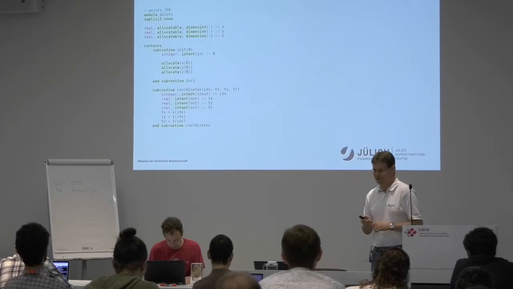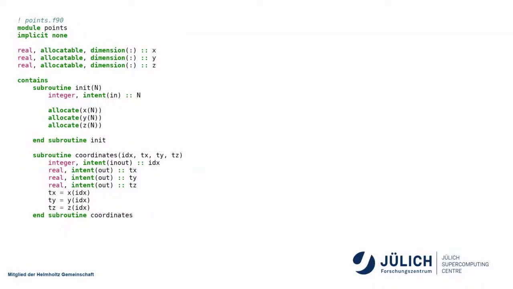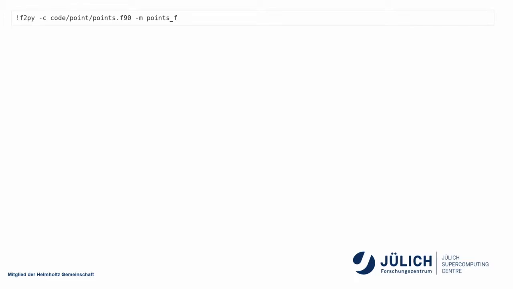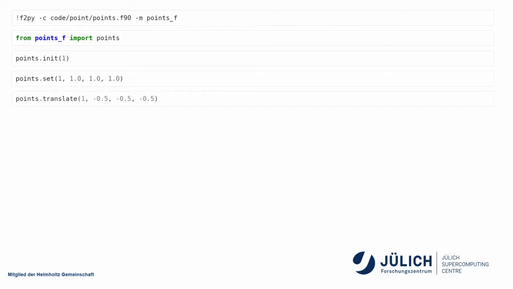Let's say we have a Fortran module here, my points module, and I just wanted to show that you actually can do modules and contains and subroutines. That does work. Then all you need to do to wrap it is call this. Then you can import these points. This is the module name, so I imported from points F. I can initialize it with a single point in this case. I can set a point. I can translate it. And I think this is really cool.